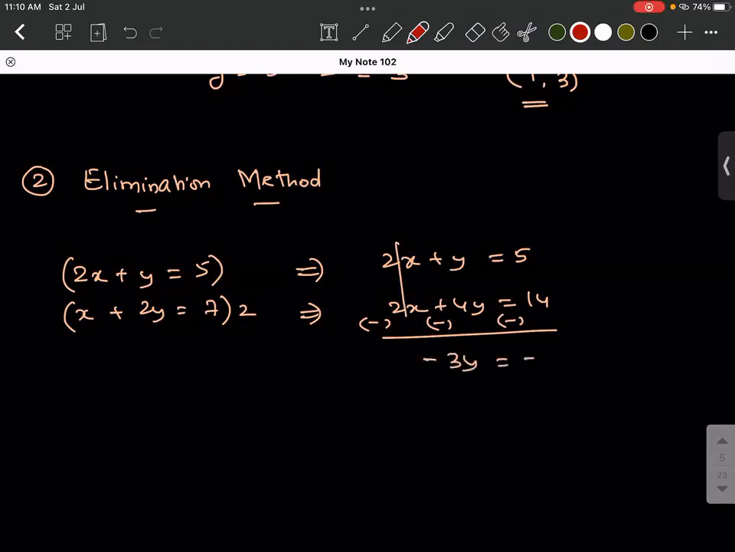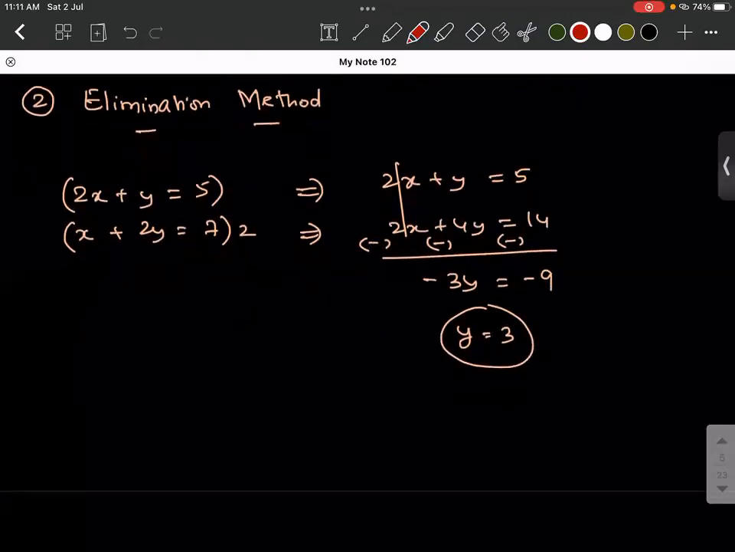Minus 3y is equal to minus 9. So y is equal to 3. Once you get y is equal to 3, you can substitute it back in any one of the equations and solve. Or else you have to go with the complete elimination method. Y is equal to 3, first step.